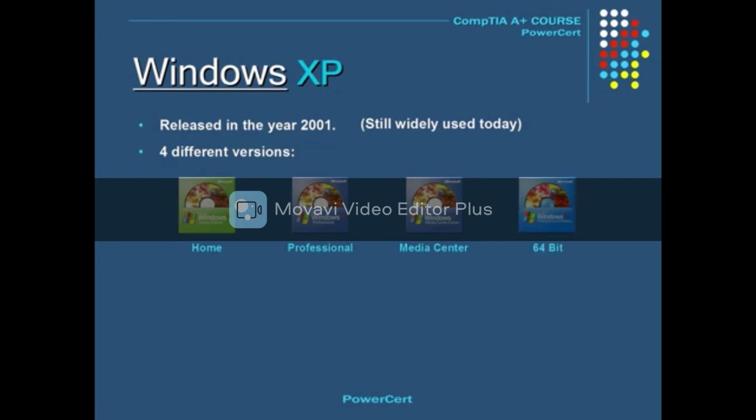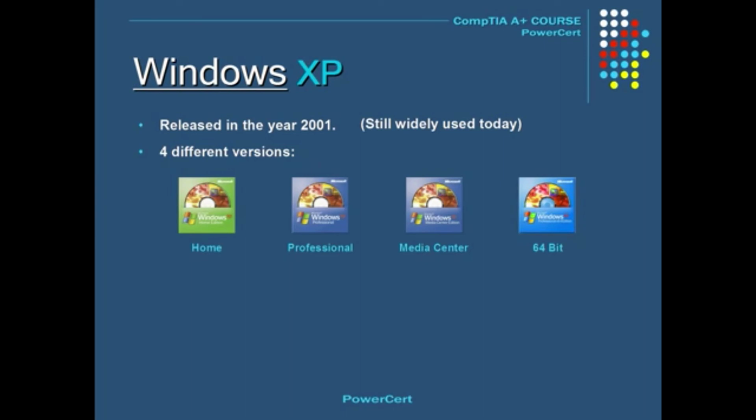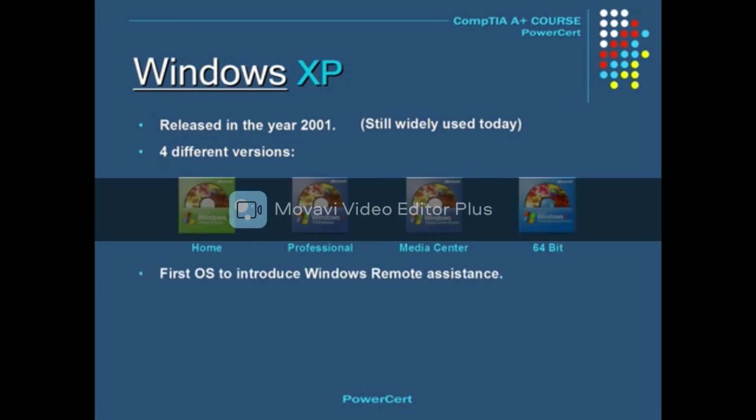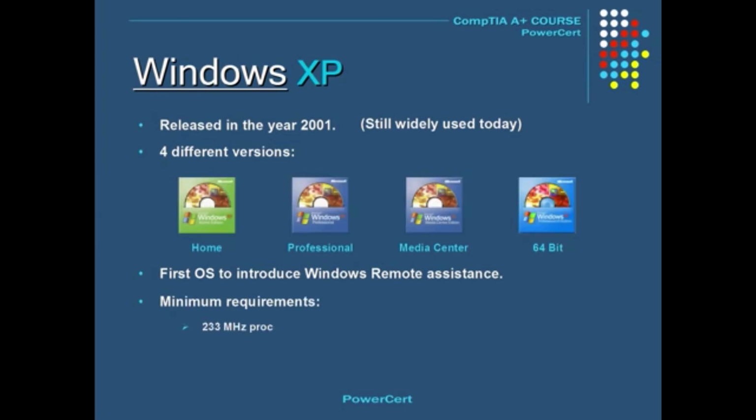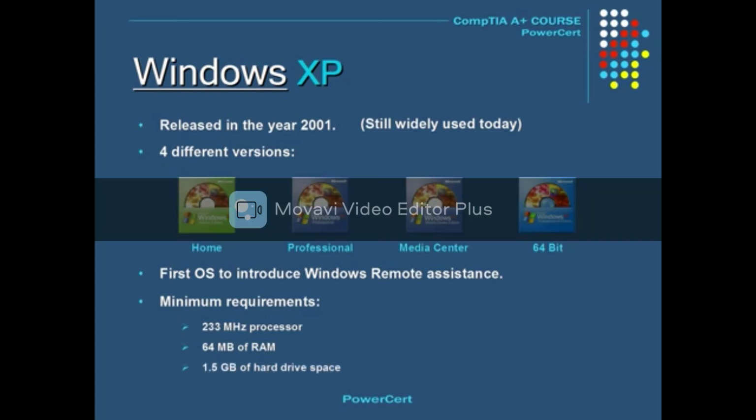Windows XP was an upgrade to Windows 2000, with improvements in networking and multimedia technologies. It was the first OS to introduce Windows Remote Assistance, which allows you to remotely control another computer over a network or the Internet. The minimum requirements for Windows XP Home and Professional are a 233 MHz processor, 64 megabytes of RAM, and 1.5 gigabytes of hard drive space.